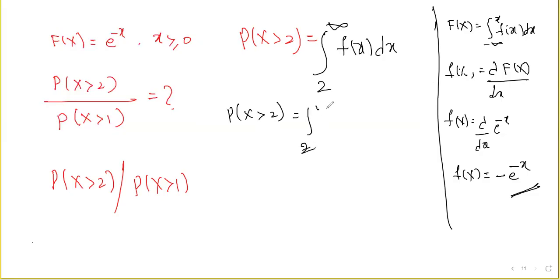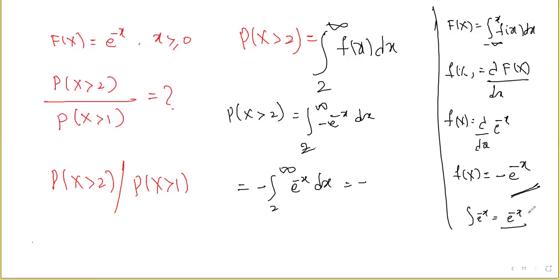Okay. So here, probability X greater than 2, that is 2 to infinity, minus into e power minus x dx. Now the minus is outside the integration sign, 2 to infinity, e power minus x dx. What is the integration of e power minus x? It is itself, e power minus x divided by the coefficient of x. The coefficient of x is -1, so minus e power minus x divided by -1. So this minus gets cancelled, and 2 to infinity as it is.